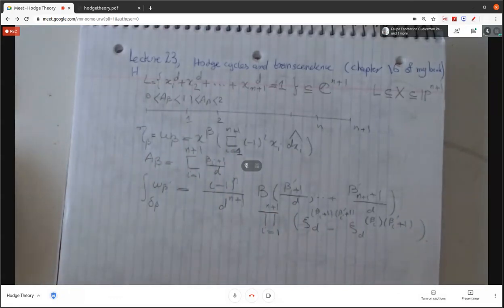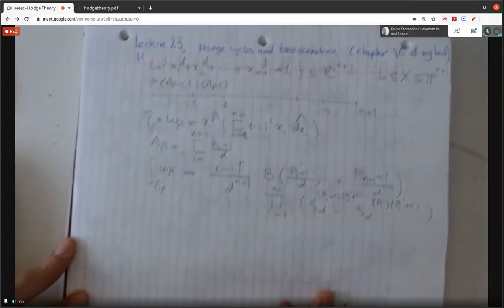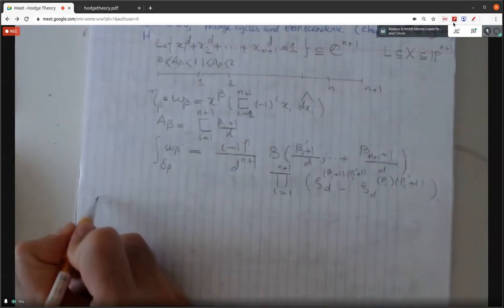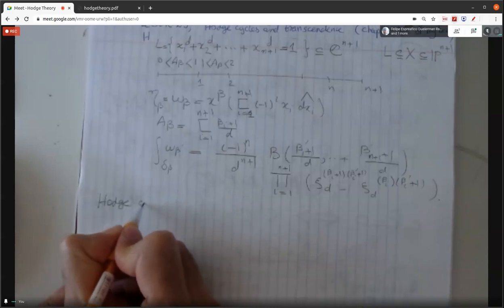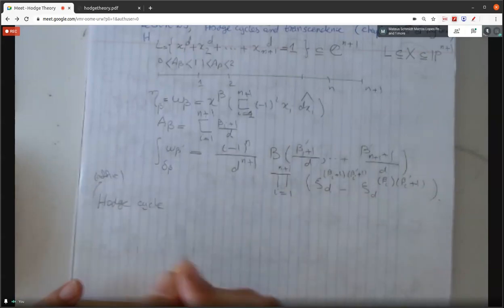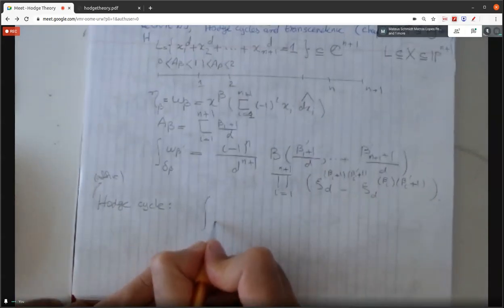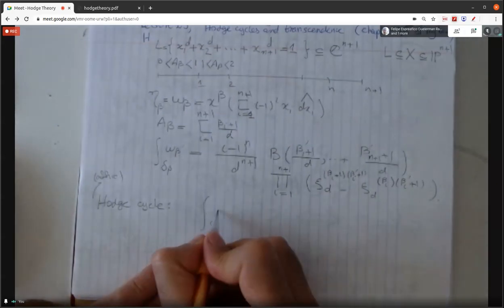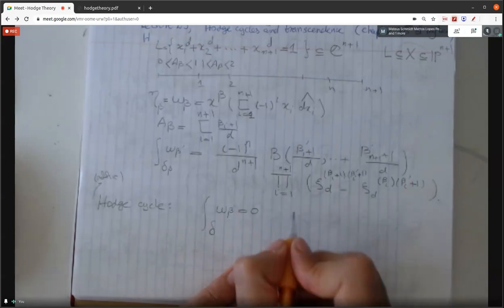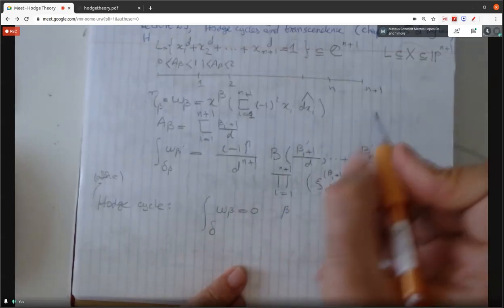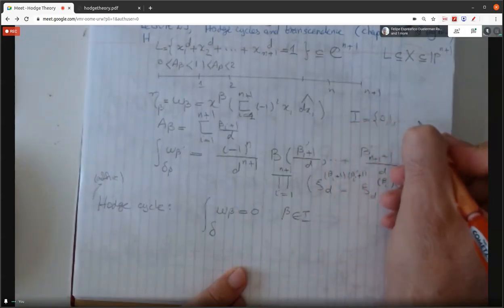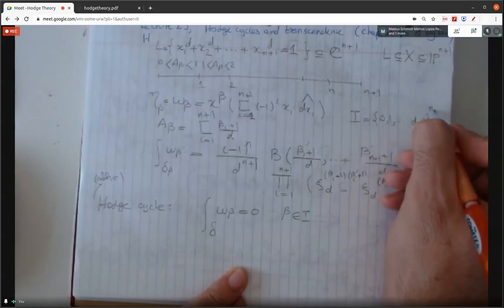Hodge theory. So maybe one first observation. This is not written explicitly in my book. So the Hodge cycle. So maybe, let's say, affine Hodge cycle. What they were: cycles delta such that omega beta equal to 0 for beta in I. So remember that I was in our case 0, 1, d minus 2 to the n plus 1.